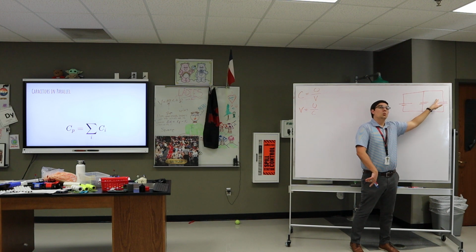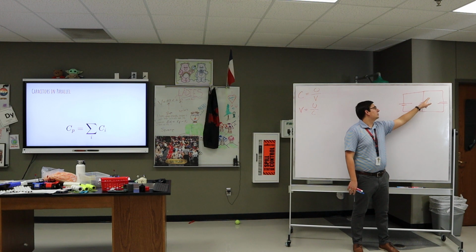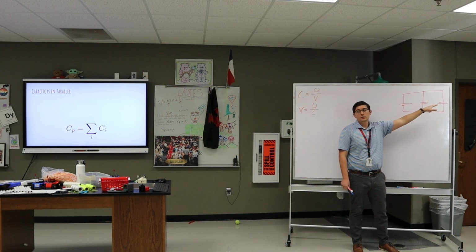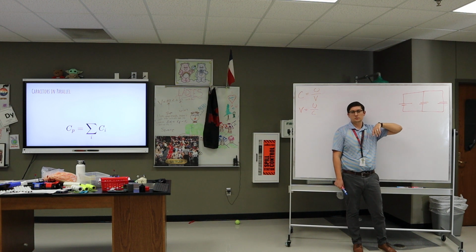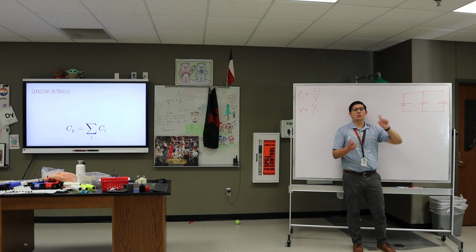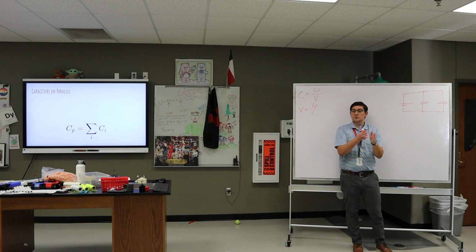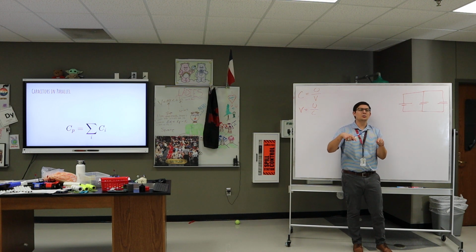So the total charge stored is going to be the sum of the charge on each of those branches. Does that make any sense? Whereas before, they all had the same charge because they were in series. Now they don't have to all have the same charge, but the charge on each has to add up to the total charge that's stored. You know what I'm saying?